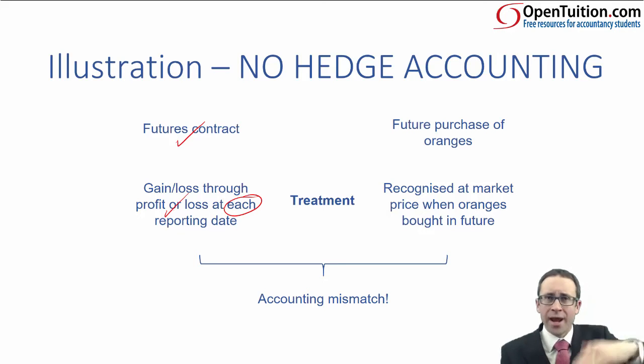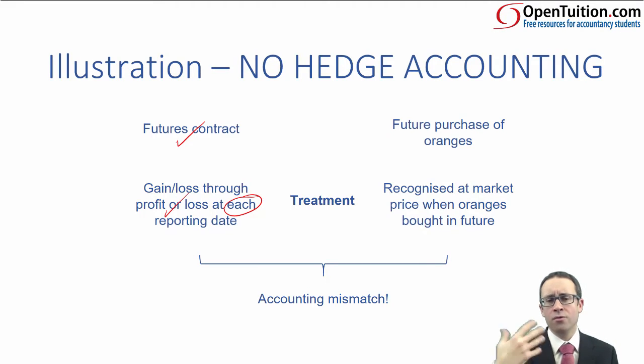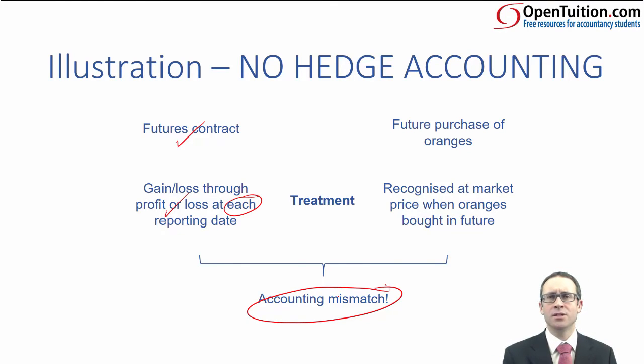So you've got this futures going up and down. You've got a gain or loss. If it's a gain, it looks great, doesn't it? But you're actually using that gain to offset the loss that you're going to make on the oranges. So you have an accounting mismatch, don't we? Because you recognise the purchase of oranges when it occurs. You'll either pay more or less for the oranges. That's when you realise the gain or loss on the item. The gain or loss on the instrument goes through in different accounting periods, doesn't it? So what you've got there is an accounting mismatch, isn't it?